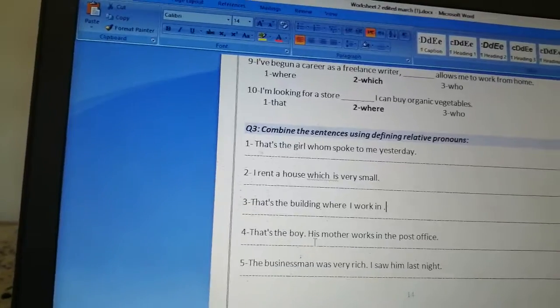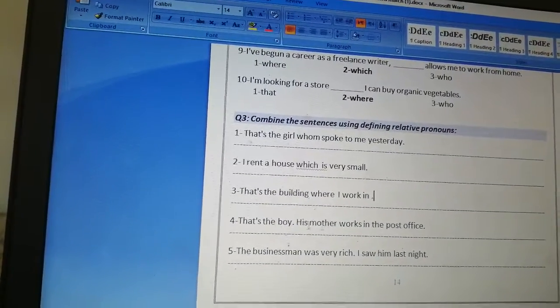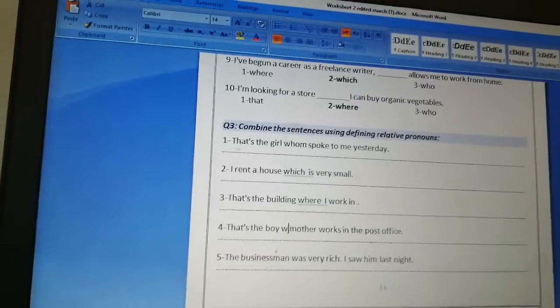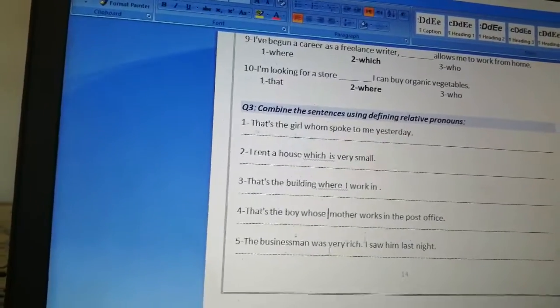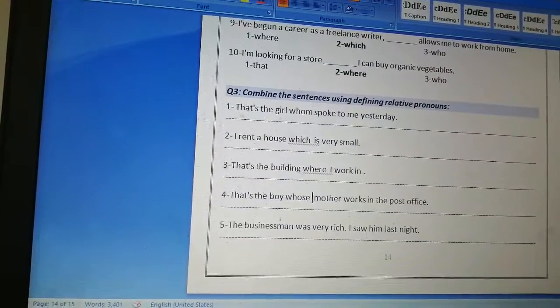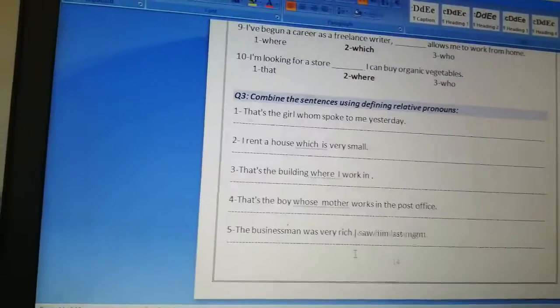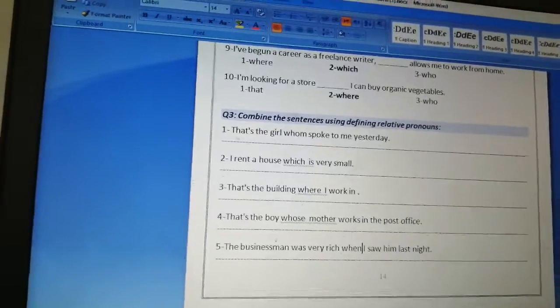That's the boy. Now here we are talking about possessive. Look, his mother. So remove his, the possessive pronoun, and change it with whose. Whose mother works in the post office. The businessman was very rich. I saw him last night. Here we're talking about time, because last night when I saw him.